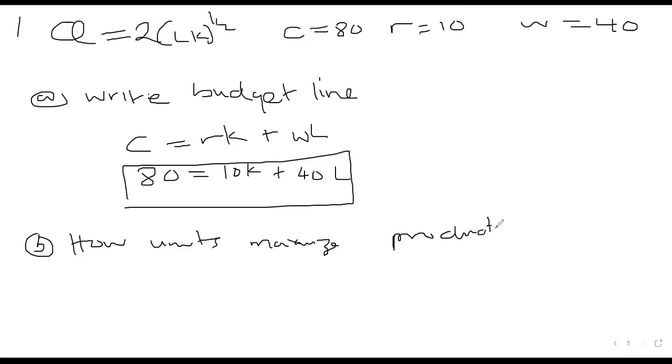So I'll teach you the easiest way of optimizing or maximizing production. We remember the optimum bundle. It occurs when the marginal product of labor over the wage should be equal to the marginal product of capital over the rent. Are we together?